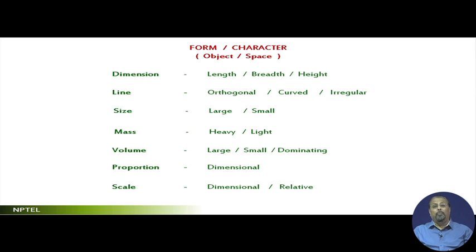We say it's a big size object. We say it's a small size object. It's a big garden. It's a small garden. It's a big tree. It's a small tree. It's a tall tree. It's a dwarf tree. All these are basically the expressions by which you try to give a relative idea of this.